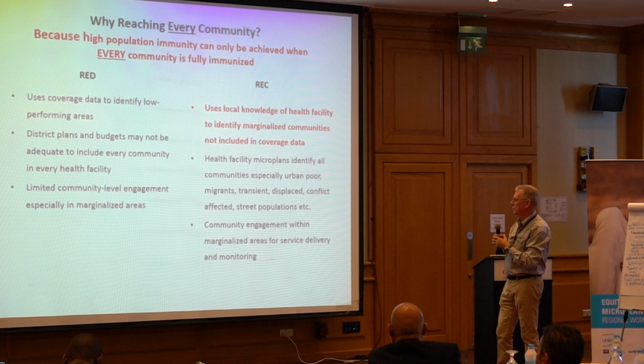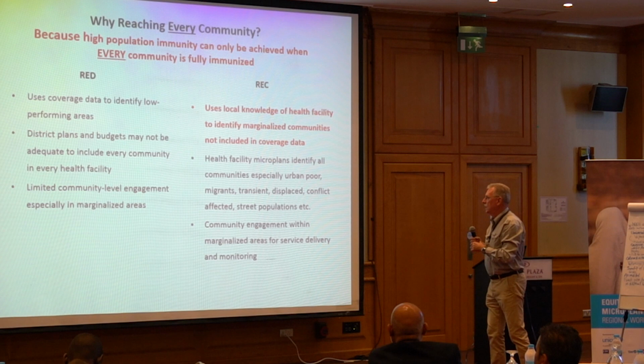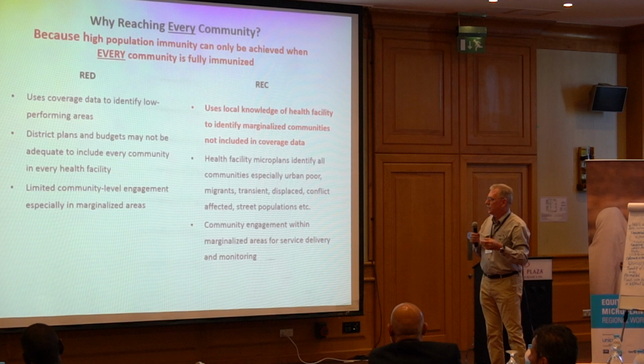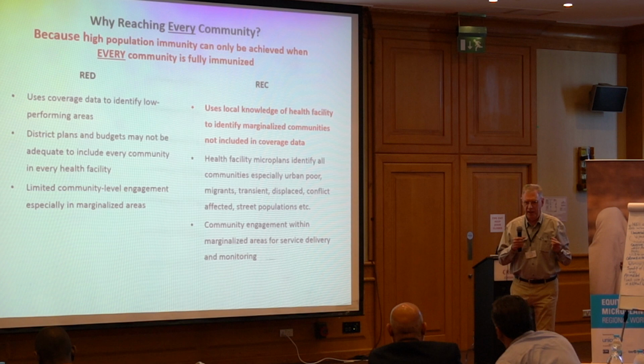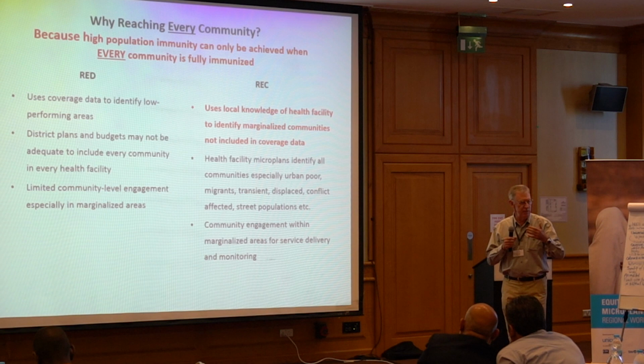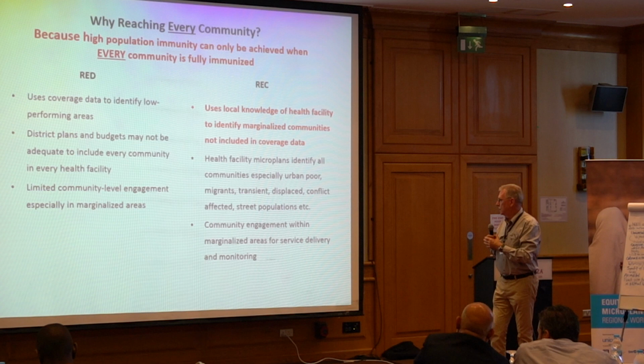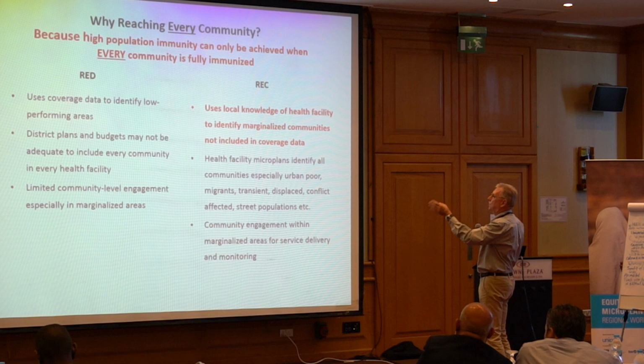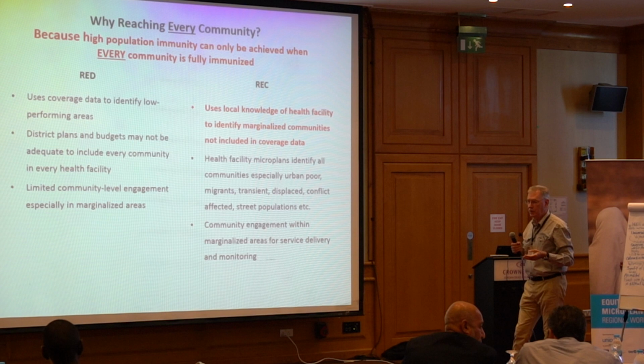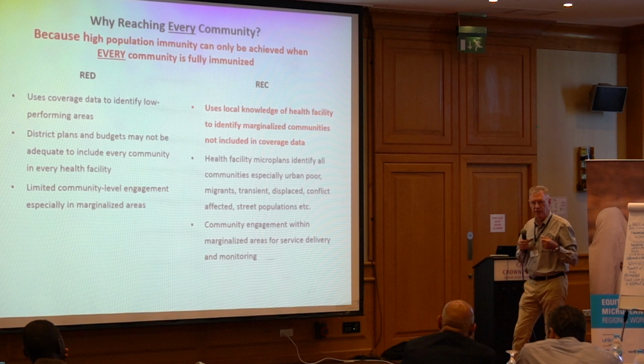And the other thing that is very important is community level engagement, which is what we found in reaching every district. Often there is not sufficient community level engagement in marginalized areas, because the district planning is a traditional system of planning which misses out many of the marginalized communities. So with reaching every community, we have to be able to engage with the marginalized areas, that is, with community leaders and so on. That is why we are moving now from reaching every district to reaching every community, essentially because we will never get up to the coverage we need for disease reduction if we only get to 70 or 80% with reaching every district.